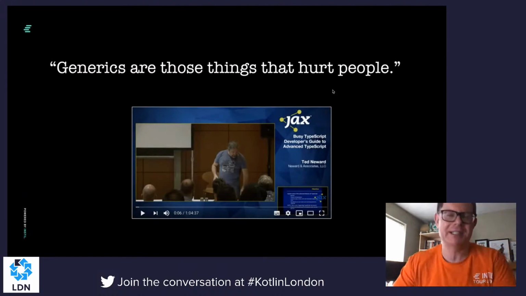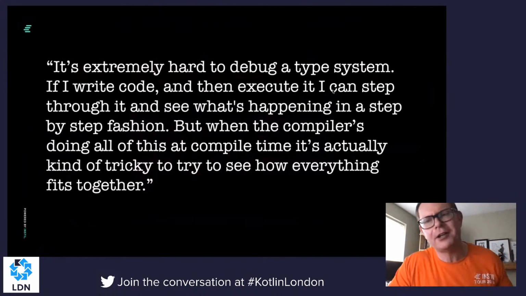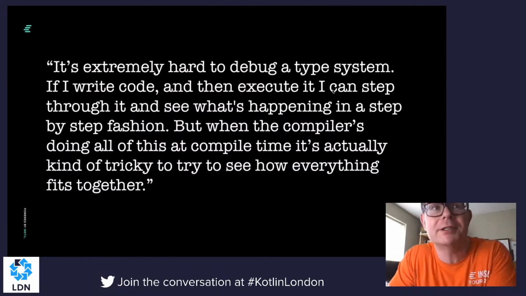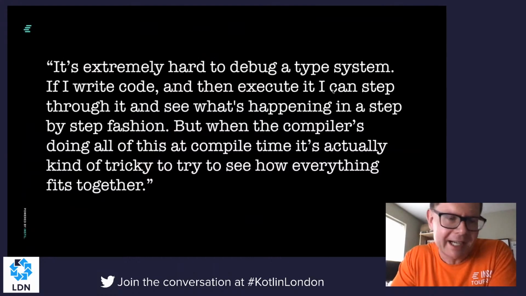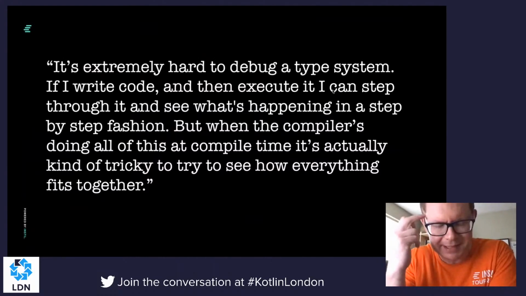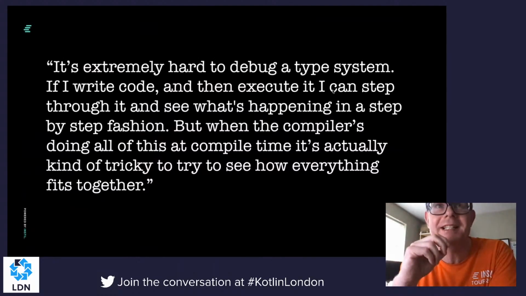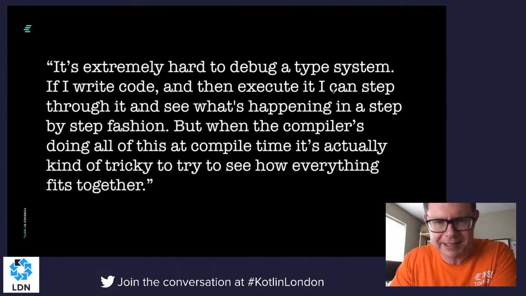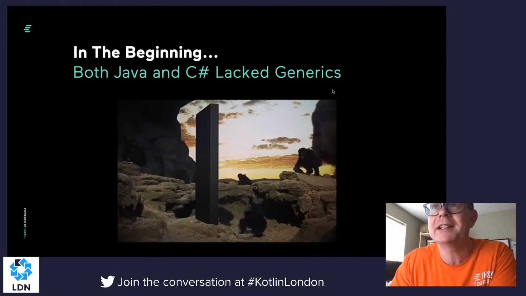Okay, so why should generics be so bad? Well, continuing with his talk, it's extremely hard to debug a type system. In other words, we can write regular code and attach a debugger to it and step through it. But whenever you're working with generics, there's stuff going on at compile time. So things are being understood and mapped and transformed, and we have to mentally visualize what's going on inside the compiler. It's not really something that you can debug into. So that makes generics particularly hard.